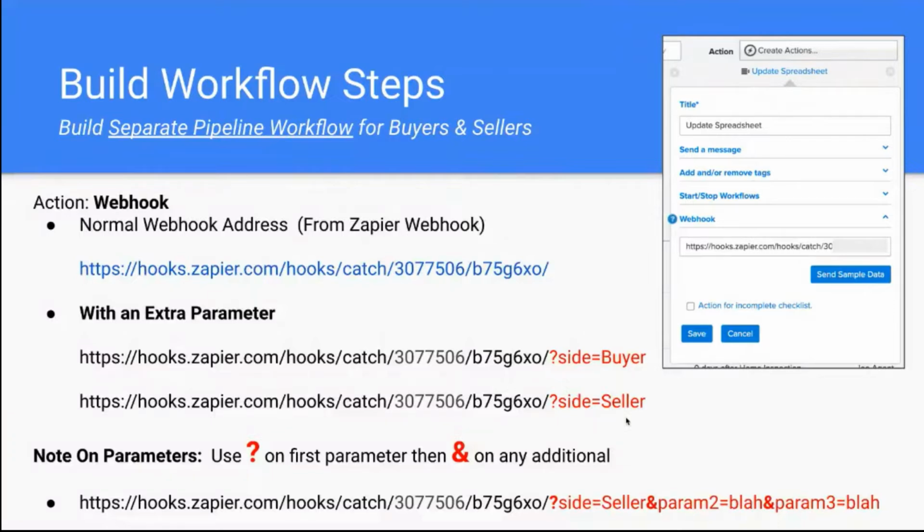That could be useful, like if you're sending out postcards and you want to use the same workflow to send out postcards, but you want to be able to send different types of postcards. Maybe postcard number 123 versus 456. You could actually do additional parameters. But in this case, all I'm doing is sending out this long string of stuff with either buyer or seller.